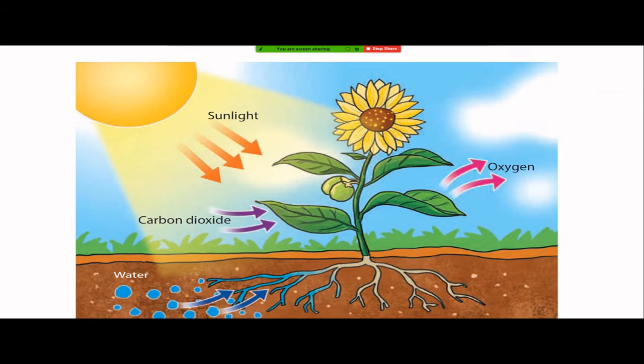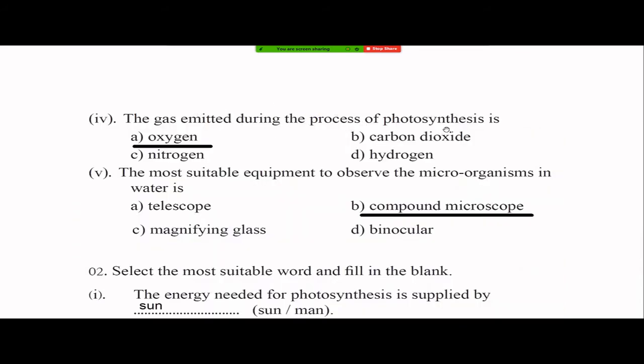In respiration, trees are exhaling, breathing out carbon dioxide, right? But photosynthesis is the process where trees are releasing oxygen. They take carbon dioxide, sunlight and water and release oxygen. And the gas emitted during the process of photosynthesis is oxygen.